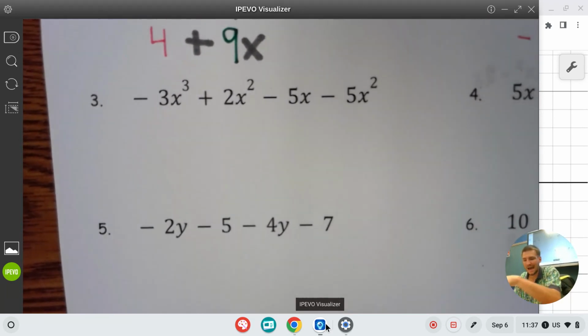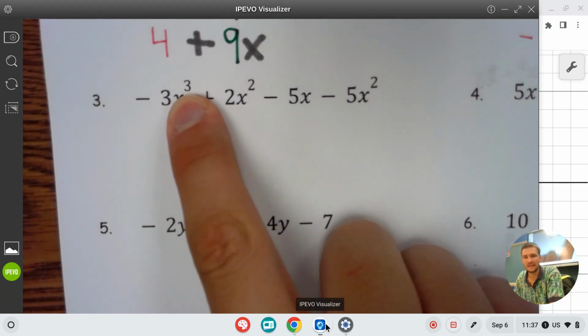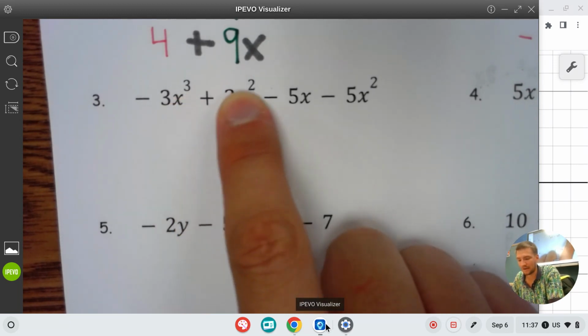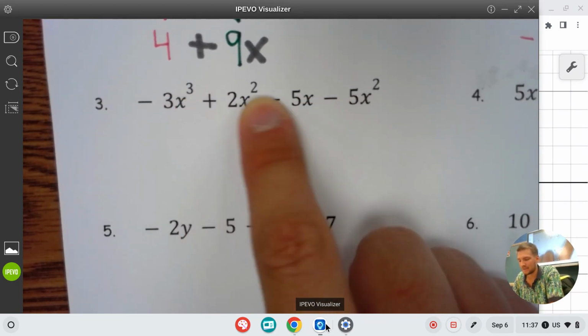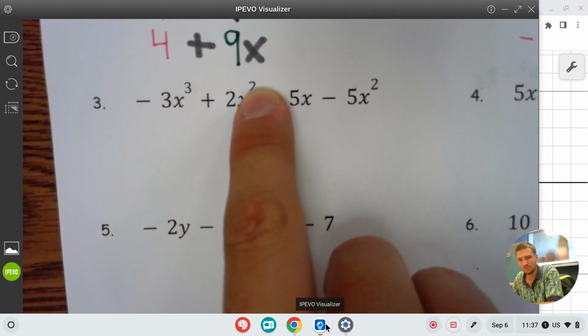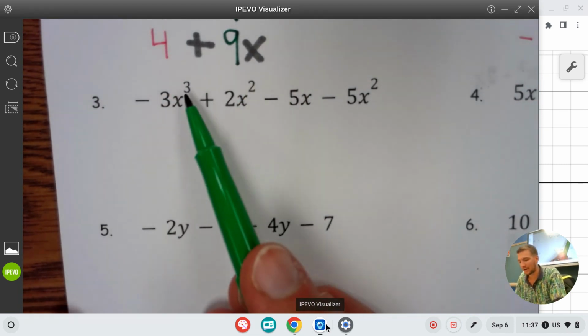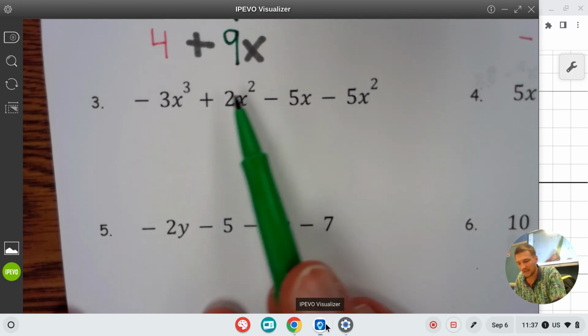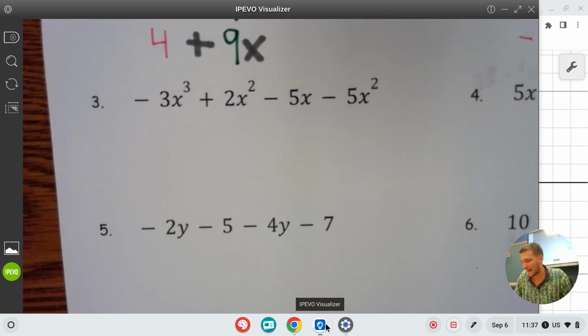Number 3, we have these floating letters, or actually numbers. These floating numbers, what do we call these things? Exponents. What's the 3? What's the fancy word for that? And this 2? All right, we're rock stars. We got cubes and squares, and these are all exponents. Let's combine our like terms.